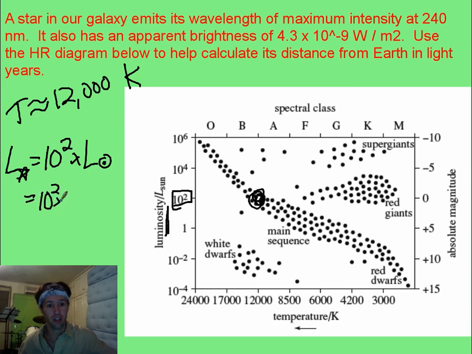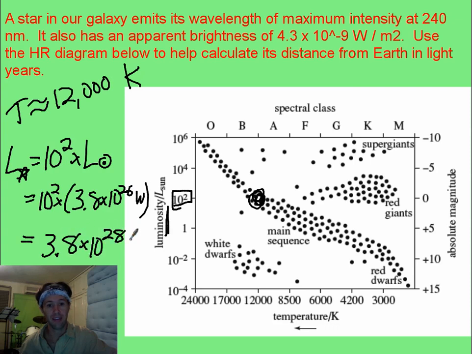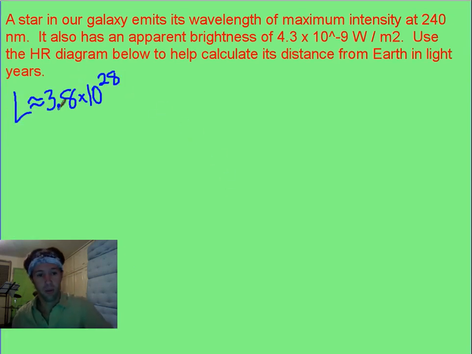And so that's 10 to the second times the 3.8 times 10 to the 26 watts, which is not a bad number to memorize for our sun. And so this star is about 3.8 times 10 to the 28th watts. So now we've got a very rough estimate of its luminosity. We know, hopefully pretty close to the actual value, its apparent brightness.